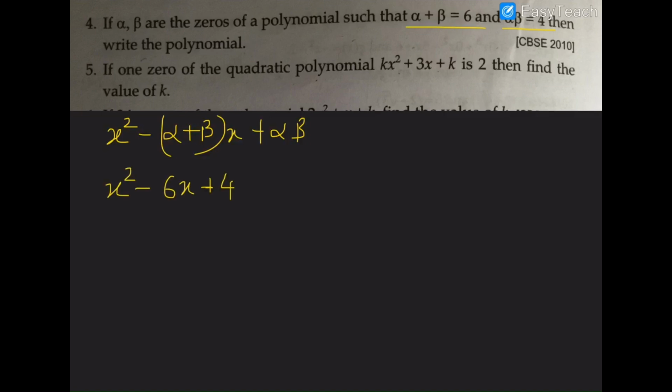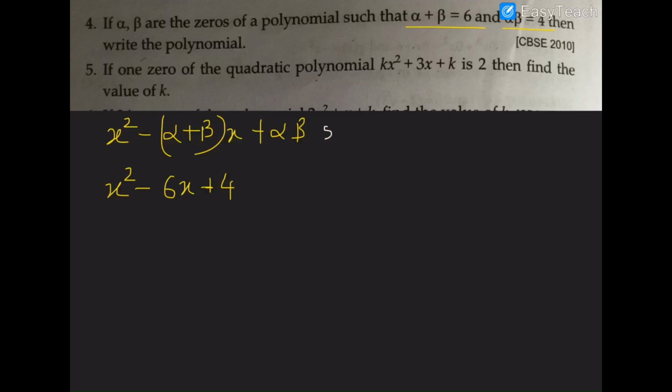Let's start the next question. If alpha and beta are the zeros of the polynomial such that alpha plus beta equals 6 and alpha into beta is 4, write the polynomial. So what is the equation of the polynomial? x square minus alpha plus beta x plus alpha beta. Now what you know? Alpha plus beta is 6 and alpha into beta is 4. So just put the values: x square minus 6x plus 4. This is the required polynomial for the equation.